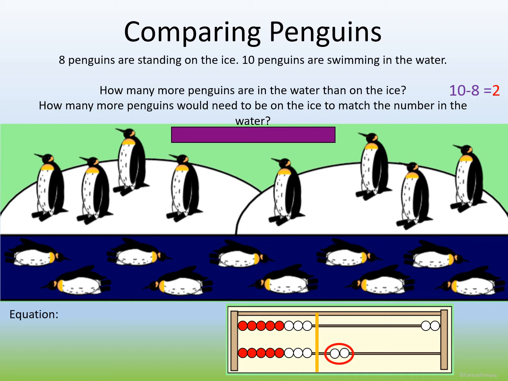How many more penguins would need to be on the ice to match the number in the water? Well, that's a different equation. We would have 8 to start with. 8 plus blank equals 10. What is that blank? The blank is 2. So 8 plus 2 equals 10.